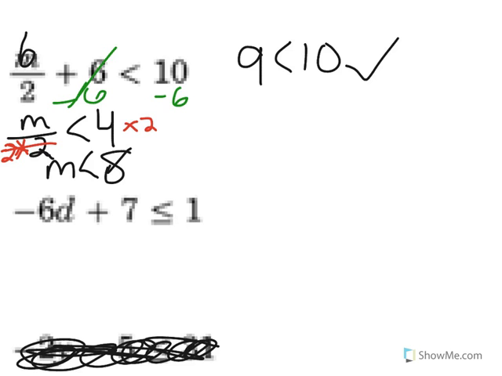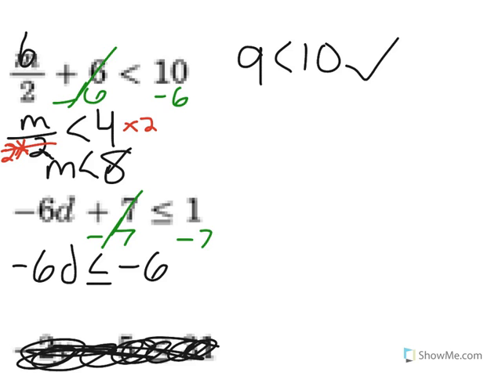So now let's take a look at the second one. We're doing order of operations backwards. You've got to get rid of adding before you get rid of multiplying. So you've got to get rid of the plus 7. The opposite of plus 7 is minus 7. Minus 7 on both sides. Cancel on the left. And if you do that, you're left with negative 6d is less than or equal to 1 minus 7. Well, that's negative 6.